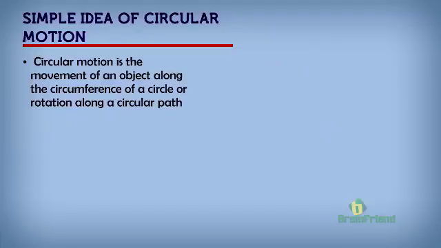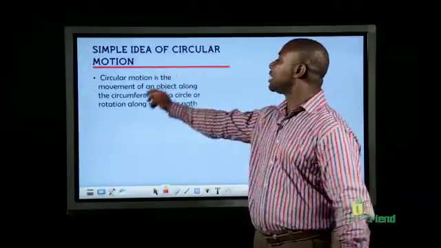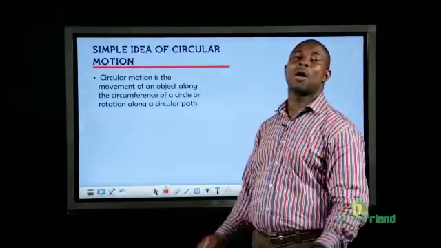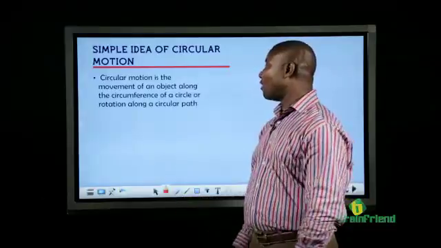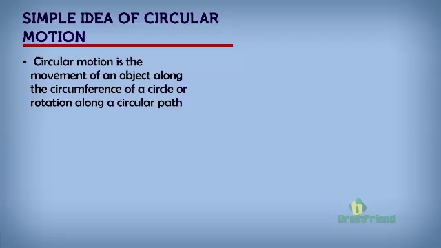We're going to be looking at the simple idea of circular motion. A circular motion is the movement of an object along the circumference of a circle, or rotation along a circular path. So this motion takes place along the circumference of a circle or rotation along a circular path.